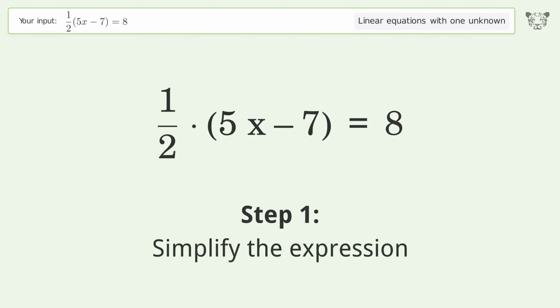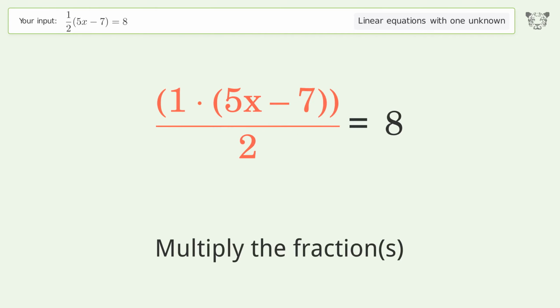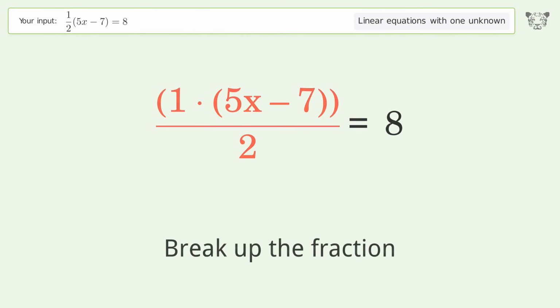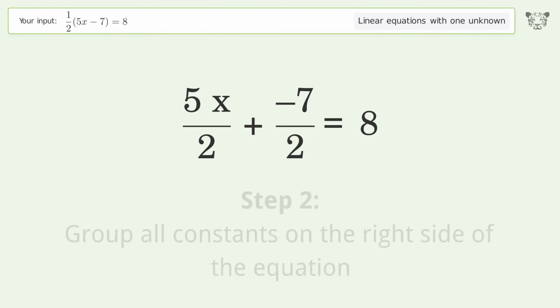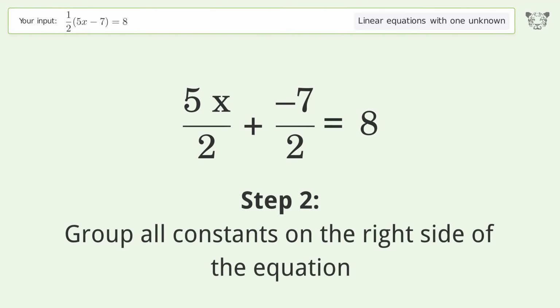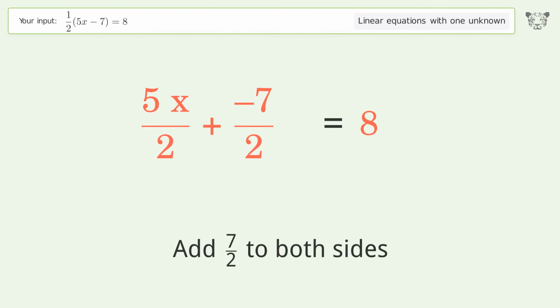Simplify the expression. Multiply the fractions. Break up the fraction. Group all constants on the right side of the equation. Add 7/2 to both sides.